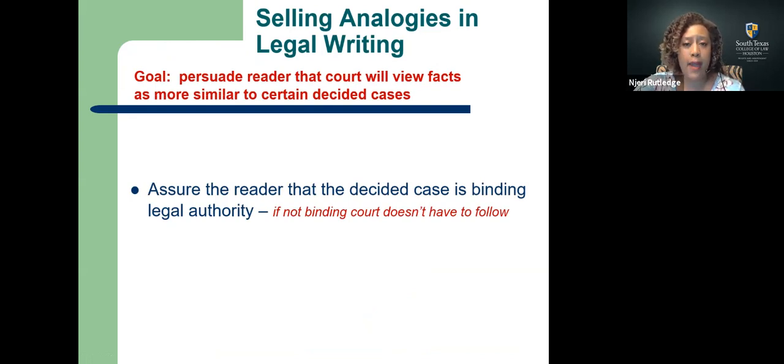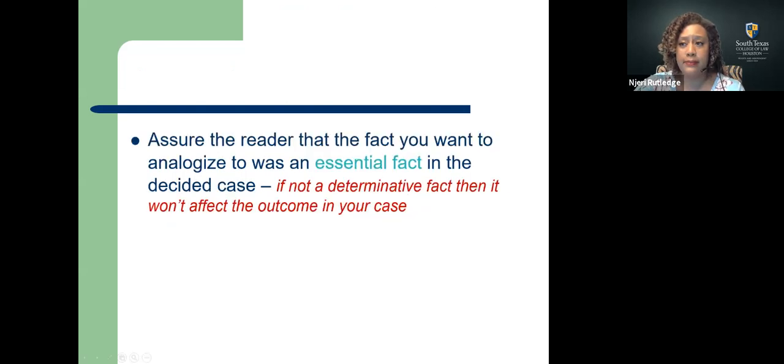If we're talking about persuasive precedent, well, the court doesn't have to follow it, but they do have to follow binding or mandatory precedent. You also need to assure the reader that what you're analogizing is essential. Remember earlier we talked about the different types of facts, and the most important facts are essential or outcome determinative facts. If it's not a determinative fact, it doesn't impact the outcome of your case.